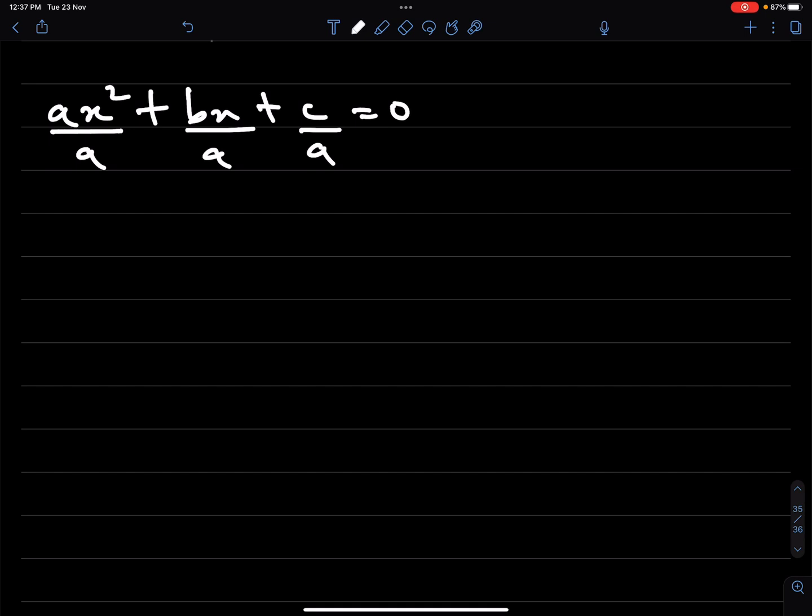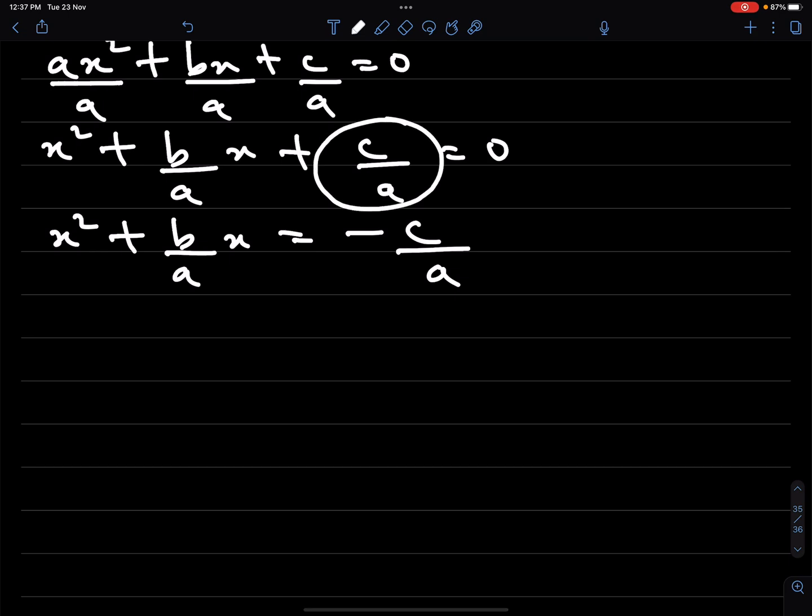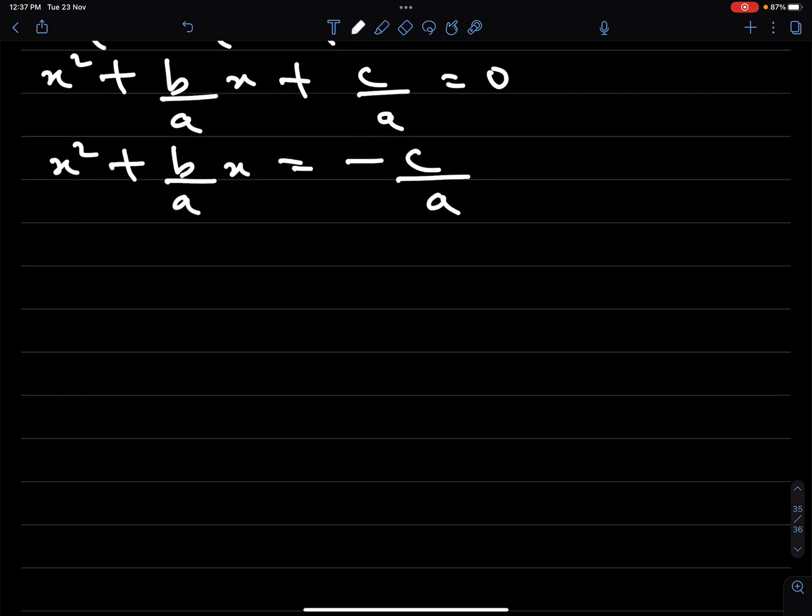0 over a is still 0, so I don't need to write that, and this simply means x squared plus b over ax plus c over a equals 0. Now I'm going to move the constant to the right hand side, and that means x squared plus b over ax equals minus c over a. When plus c over a goes to the right hand side, it becomes minus c over a.